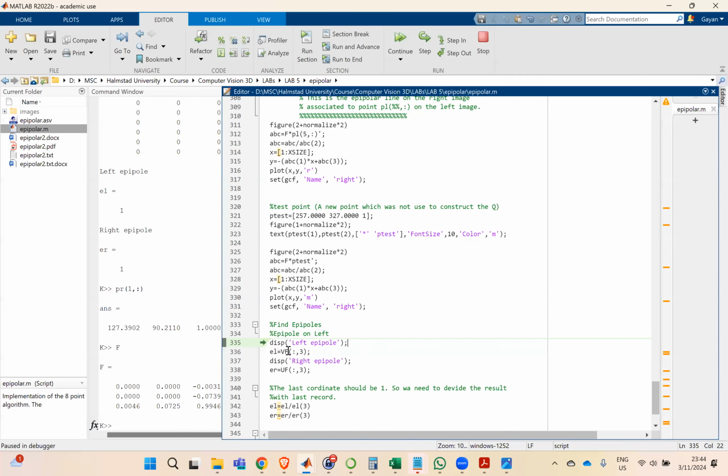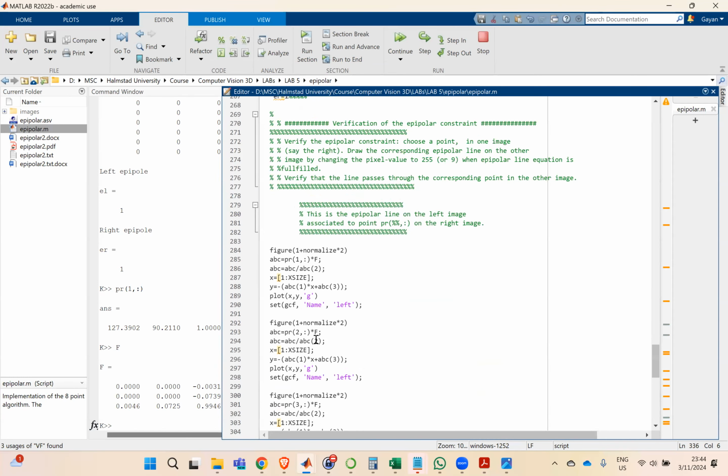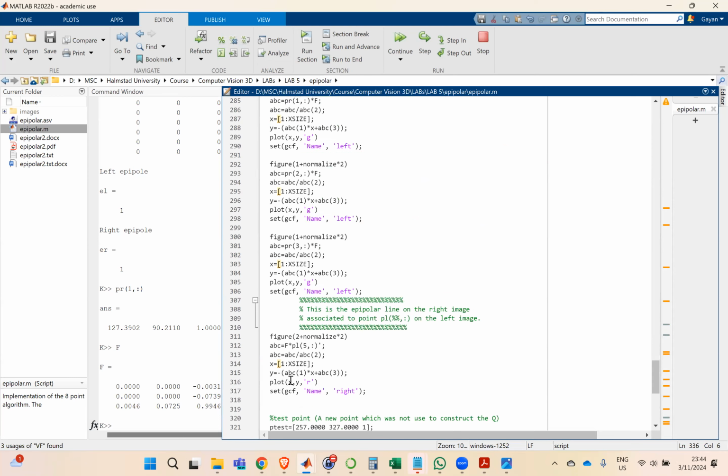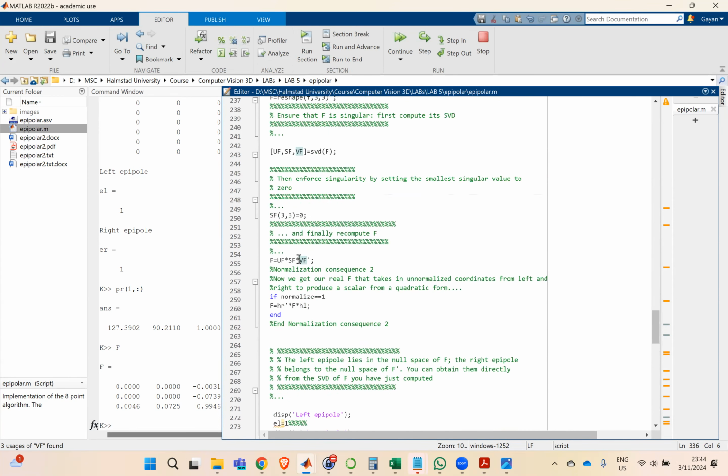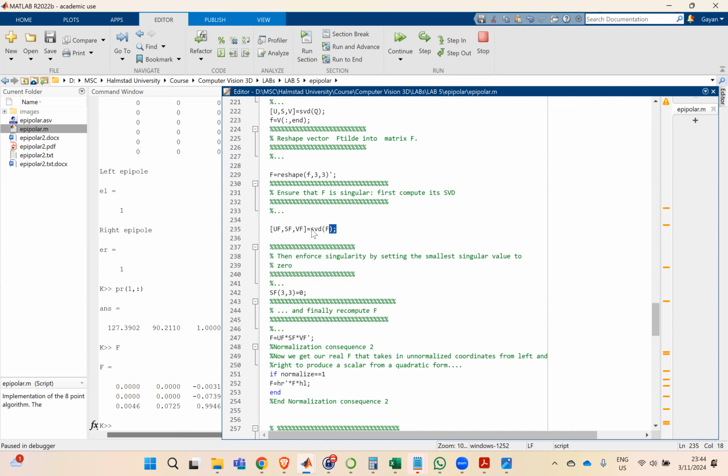So we can use SVD to solve this. The last column of V is our epipole. So in here, why didn't we take the SVD again? Because in the above step, we already took the SVD of F. See, in here, I can show you. We already took the SVD of F, and the V value, we call it VF. It's already there.